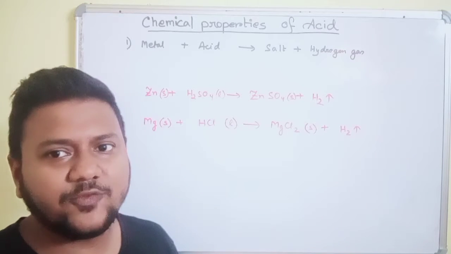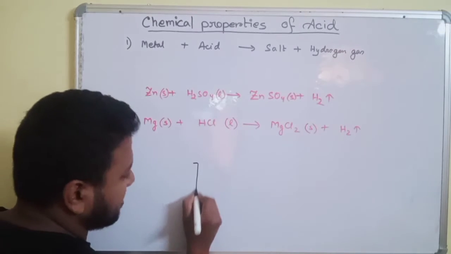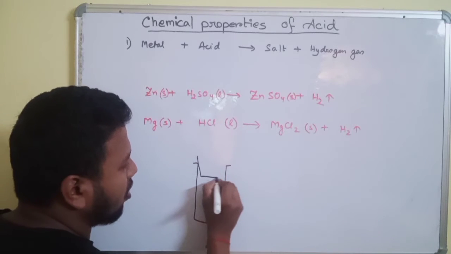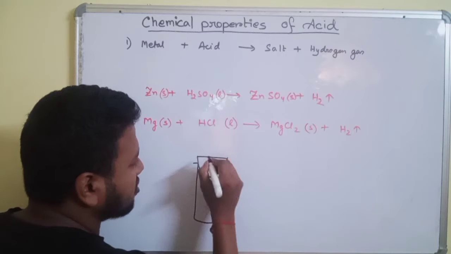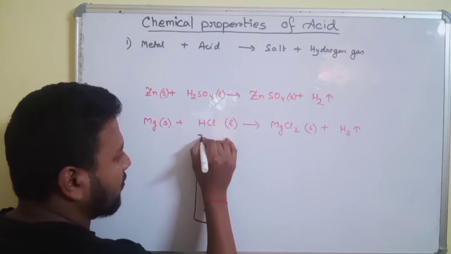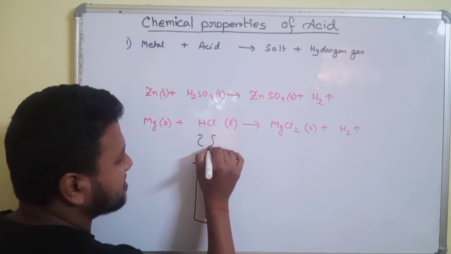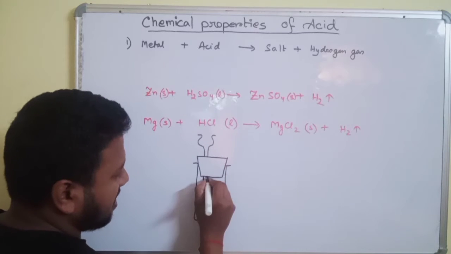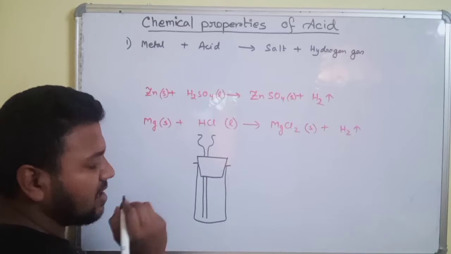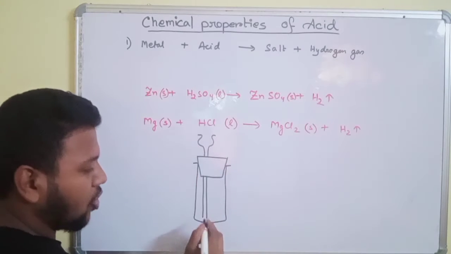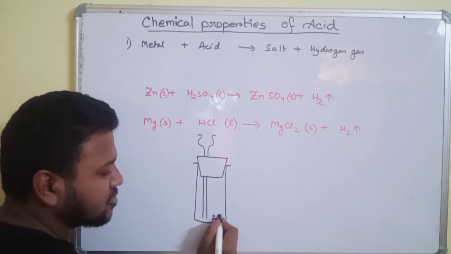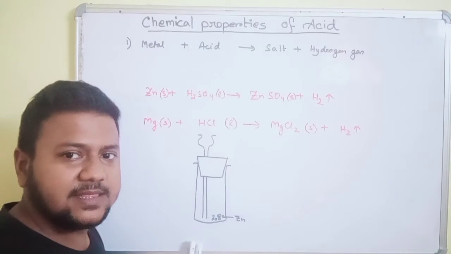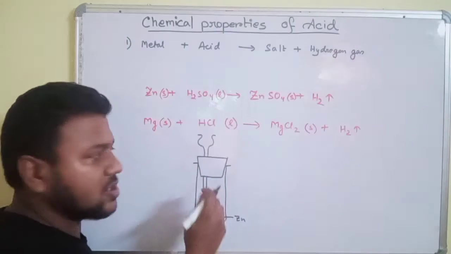Okay, let us see one of the experiments. We are taking a test tube fitted with a cork. In this cork we make two holes. One of the holes is for a thistle funnel that is used to pour acid into the container. Before fitting the cork, we place some granules of metal, say zinc, in this test tube and then we fit the cork.